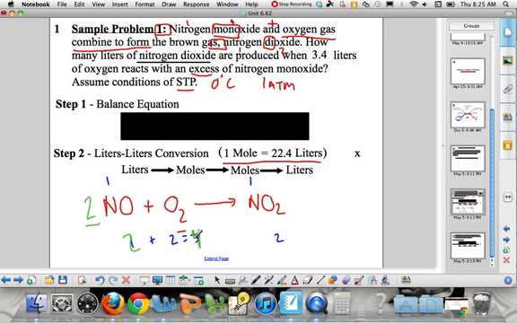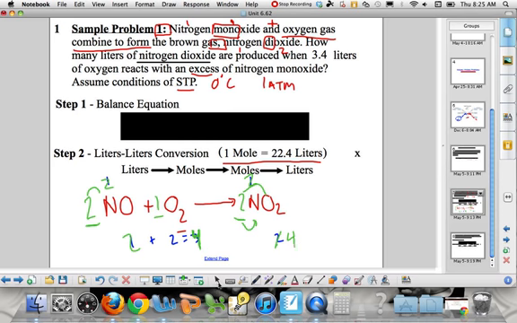Now because I have 4 oxygens on this side, I want to get 4 oxygens on this side. And to do that, I have to put a coefficient of 2 out in front of the nitrogen dioxide. This gives me 2 oxygens times 2 oxygens here, which gives me the 4. This also gives me 2 nitrogens here, and this gives me 2 nitrogens here. So now we have our balanced equation: a 2, nothing in front of this one, so we just keep it as a 1, and a 2.